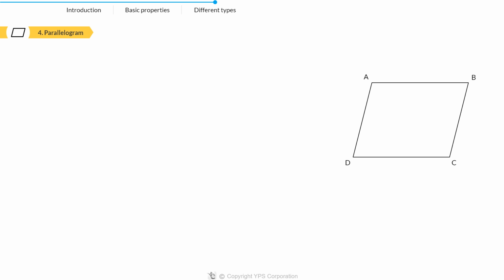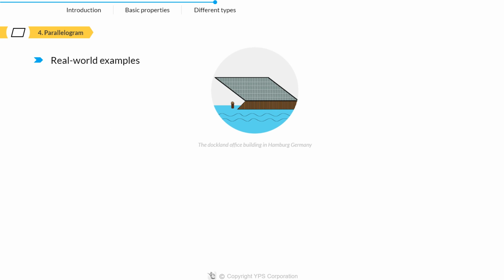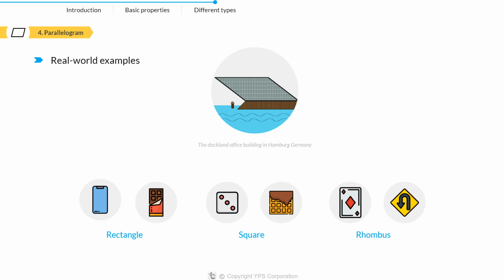The next type of quadrilateral is a parallelogram. As the name suggests, it is a simple quadrilateral whose opposite sides are parallel. Thus, it has two pairs of parallel sides. Moreover, the opposite angles in a parallelogram are equal and its diagonals bisect each other. The Dockland office building in Hamburg, Germany is one of the examples of a parallelogram. In fact, rectangle, square and rhombuses are all parallelograms. Thus, any object that has one of these shapes is a parallelogram.